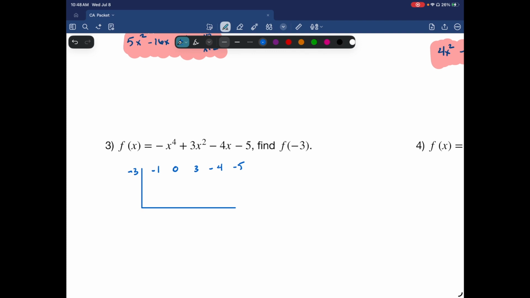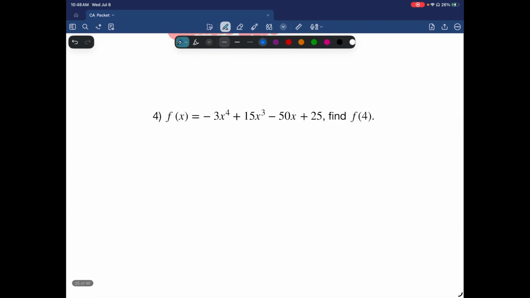All right, so I bring the negative 1 down. I multiply, I get positive 3. When I add, I get positive 3. When I multiply, I get negative 9. Add, the signs are different, so I subtract, take the sign of the larger, so I get negative 6. Multiply, you get positive 18. That's going to give you positive 14. That's going to give you negative 42. And so that's going to give you negative 47. So what this is telling you is that if you plug in negative 3 into this function, you're going to get negative 47 as an answer. Okay. Number 4. It says f of 4, so I'm going to divide by 4.